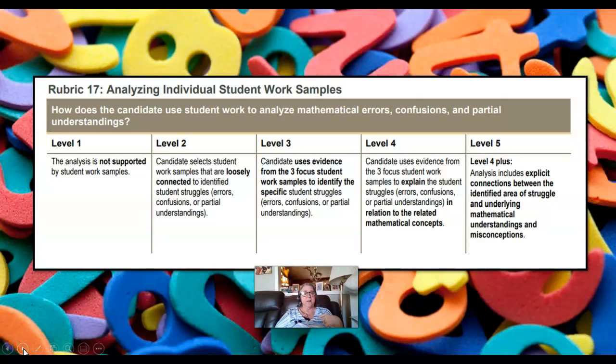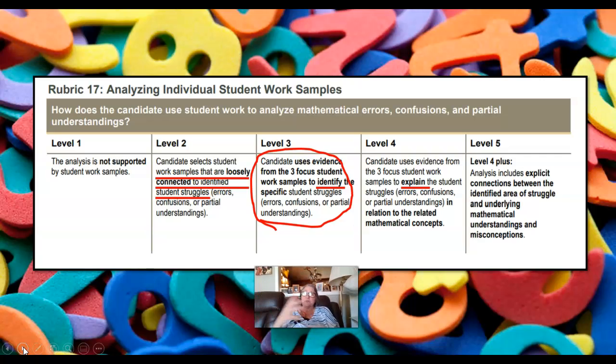So let's take again a look at this rubric again. You want to make sure that you're using evidence from the 3 focus students to identify the specific learning samples. Avoid loose connections to the struggles. Make sure you identify, name it. I mean, this is the struggle. This is the error, confusion. Make sure you're very specific. You want to make sure you explain it.